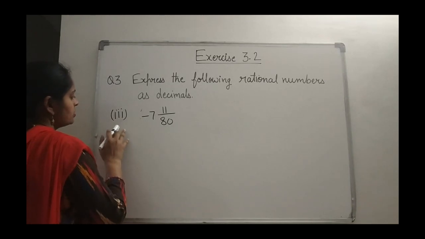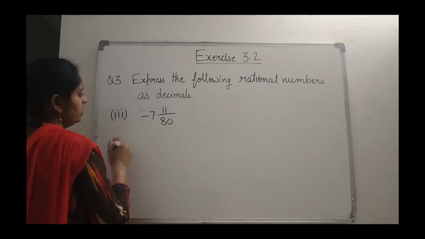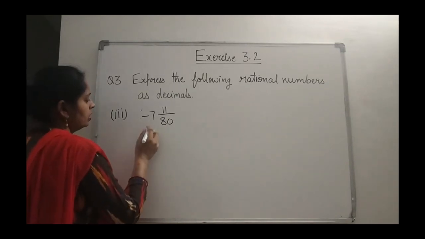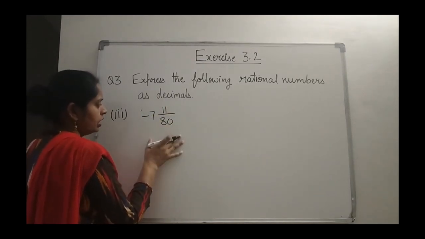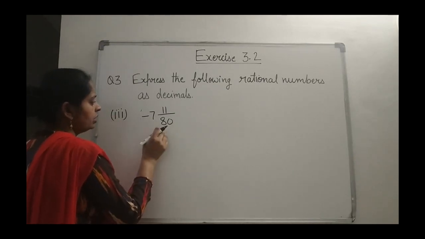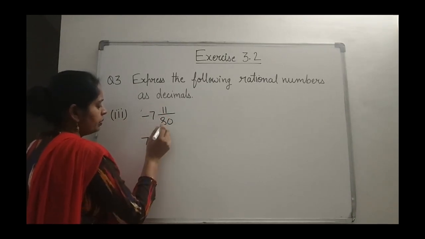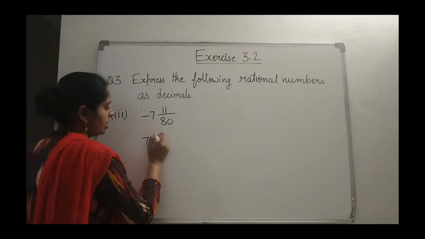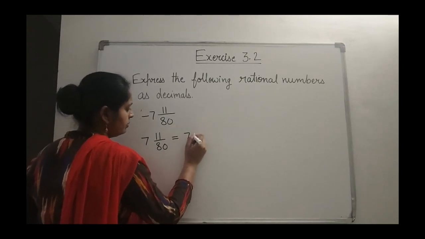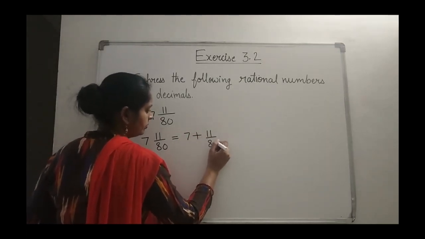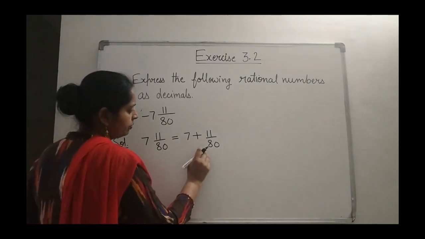Okay. Yes, now see the third part. Minus 7, 11 upon 80. It is a mixed number and it is with a negative sign. Right? So either you multiply it and turn it into an improper fraction with negative sign and then solve, or you can do one more thing. First we will find the positive value for this, like we have minus 11 upon 80. So first we will find the value of 7, 11 upon 80. 7, 11 upon 80 will be equal to how much? 7 plus 11 upon 80. Right? We are not taking the negative sign. Please mind it.